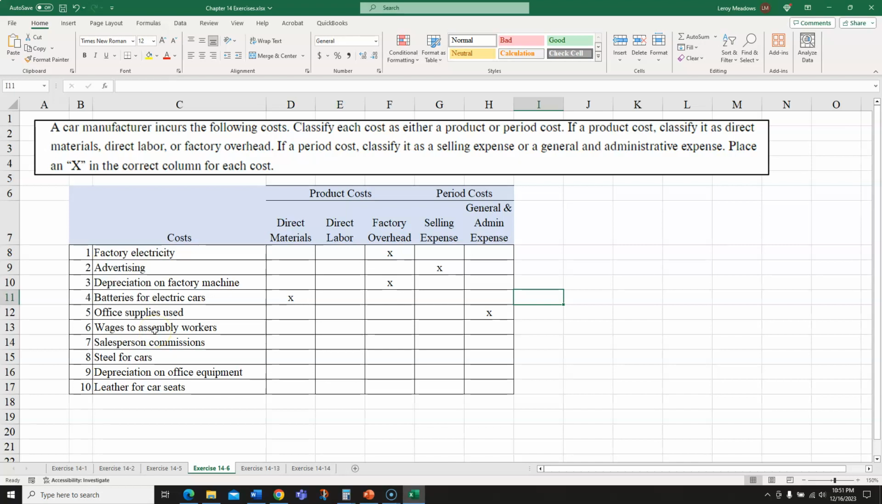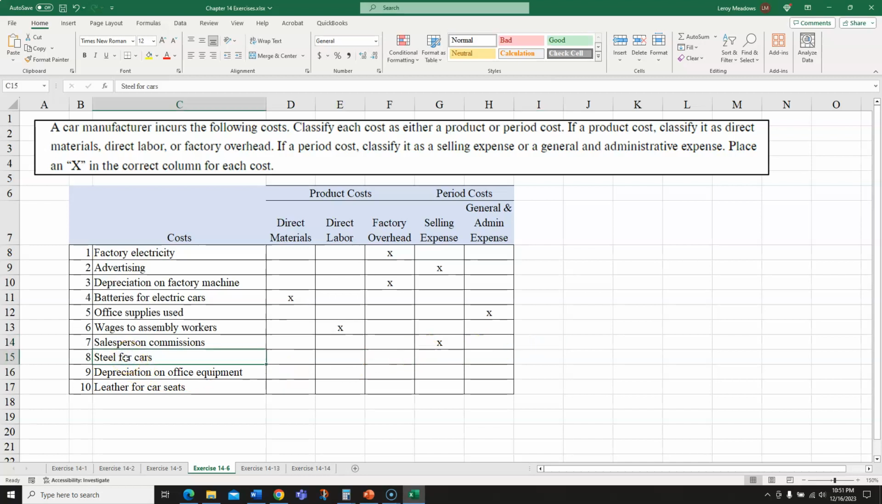Wages to assembly workers. This should be a giveaway here because the assembly workers are the ones putting together the car itself. So the assembly workers should give you a clue that not only is it a product cost, but the assembly workers are going to be considered direct labor. Now, what about salesperson's commission? Number 7, salesperson's commission. Well, if they're involved in sales, it's not a product cost, but it will be a selling expense. Why? Because that's part of the cost of selling the cars.